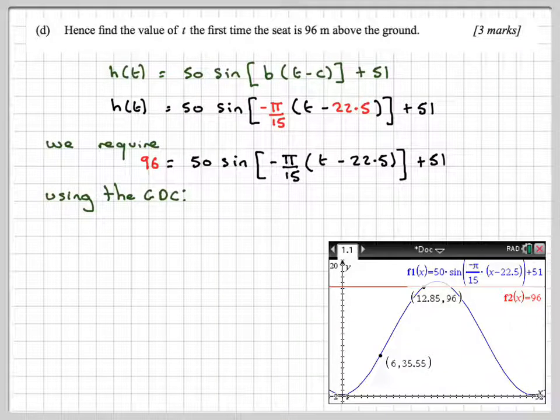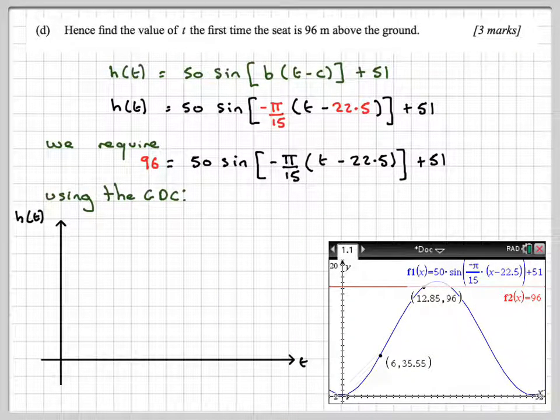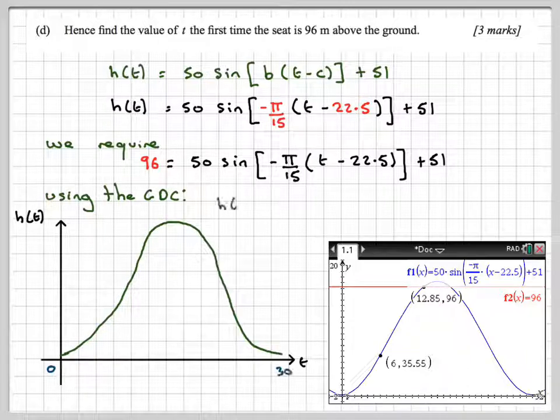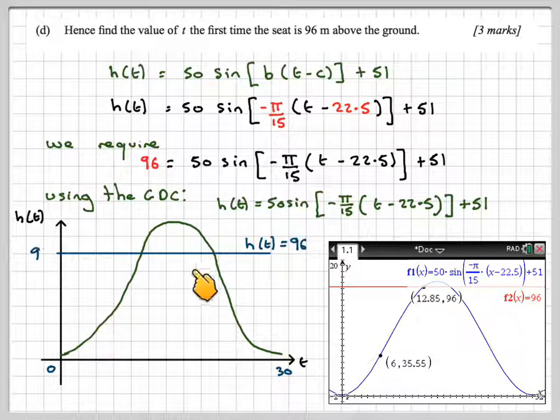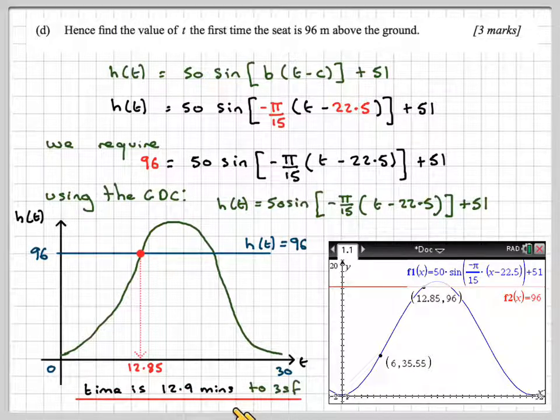On your exam script, you would draw a rough graph from 0 to 30. Remember, it doesn't actually go to 0, it's 1 at the beginning and 1 here. Draw on the other line at 96, mark on the point of intersection, which is there, 12.85, and therefore the time is 12.9 minutes to 3 significant figures. This here was just me verifying my answer to part B.